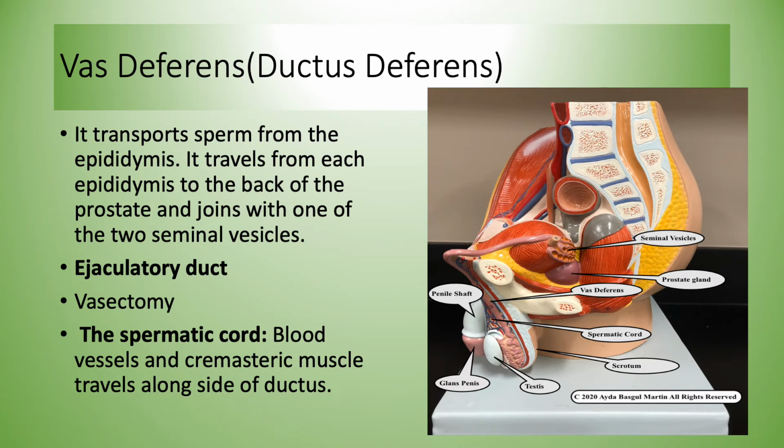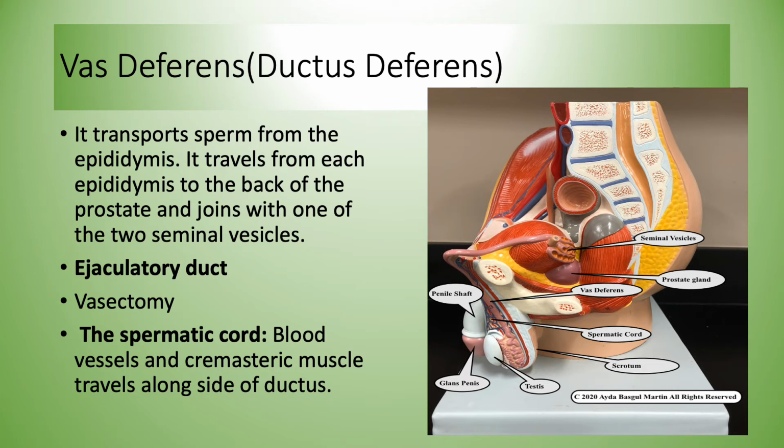It travels from each epididymis to the back of the prostate and joins with one of the two seminal vesicles. After they join the seminal vesicles, they pass through the prostate gland and reach the urethra. The zone that they pass through in the prostate gland is called the ejaculatory duct.